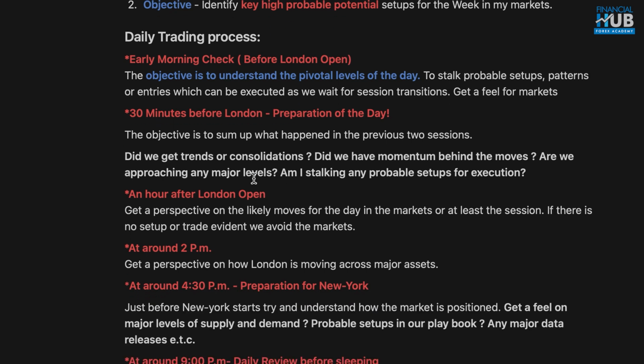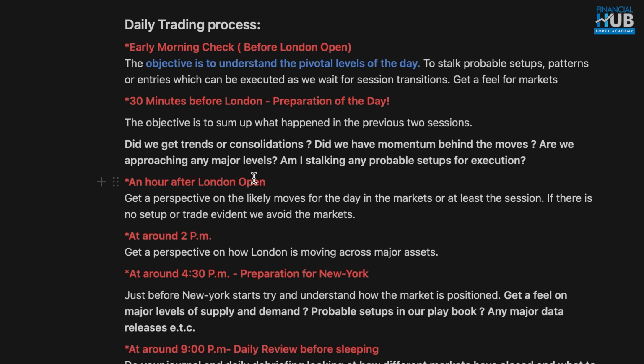Now, the daily trading process, I have the early morning check. That is before London Open. Before London opens, I check where markets are. The objective is to understand the pivotal levels of the day, to stalk probable setups, patterns, or entries which can be executed as you wait for session transitions. Then after that, we'll have the 30 minutes before London, preparation for the day. How will the day be? Which markets am I anticipating? What levels of the day am I looking at?